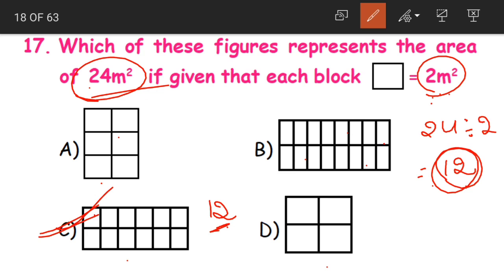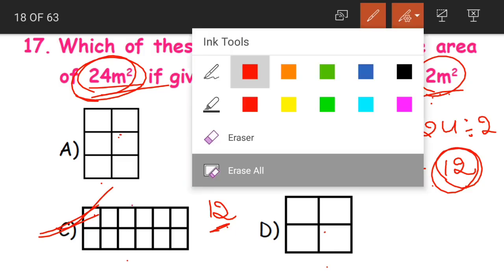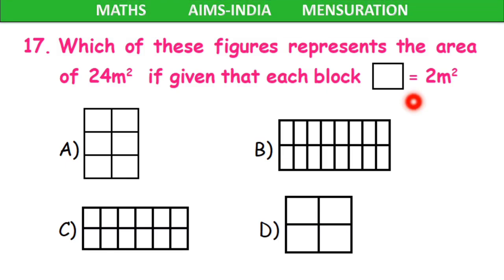Understood? Two ways to solve the question. One, you can divide the total area by the area of the square, or else you can find out the area of each figure. I hope this is clear, children.